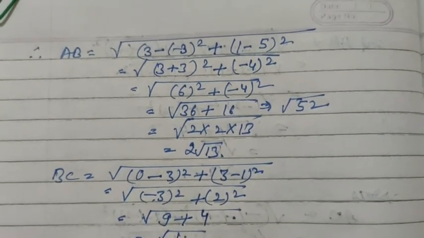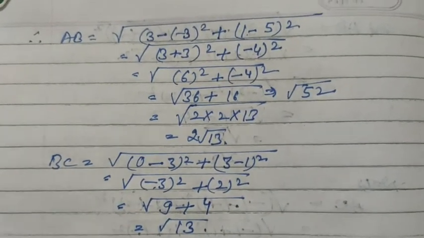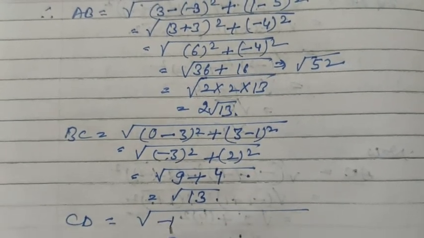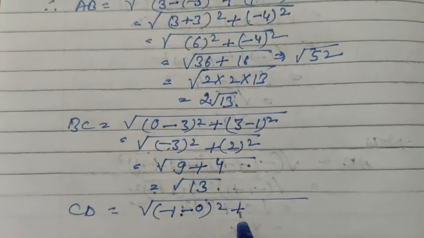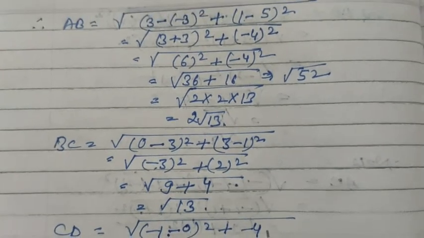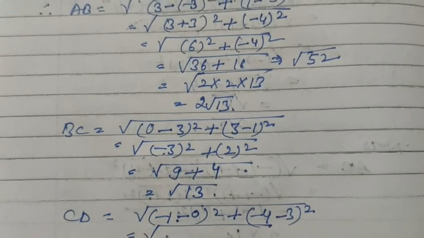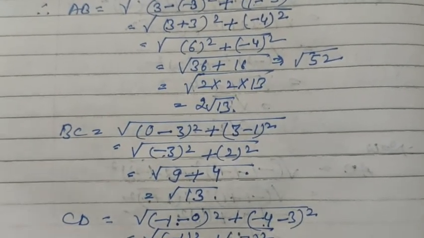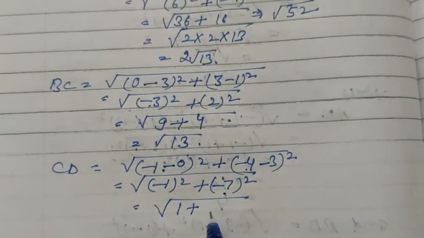So BC is under root 13. Now find CD. CD is x4 minus x3. So x4 we have minus 1 and x3 is 0. So (minus 1 minus 0) square plus y4, that is minus 4, and y3 is minus 3. So minus 1 minus 0 becomes minus 1 square, plus minus 4 minus 3 becomes minus 7 square. So minus 1 square becomes plus 1 and minus 7 square becomes plus 49.